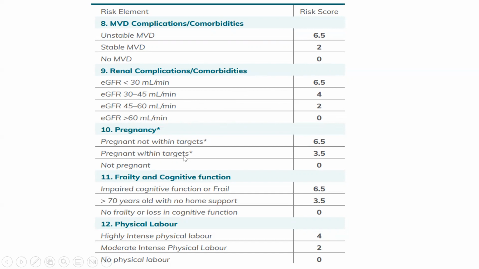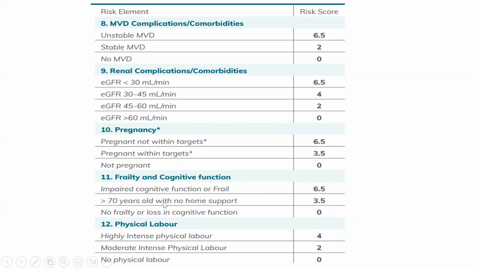Pregnancy itself is already giving a very high risk score of 3.5, even if the blood sugars are within the target. And that is the reason why pregnant and breastfeeding women are advised not to fast. Not pregnant, 0. Impaired cognitive function or frail, 6.5.